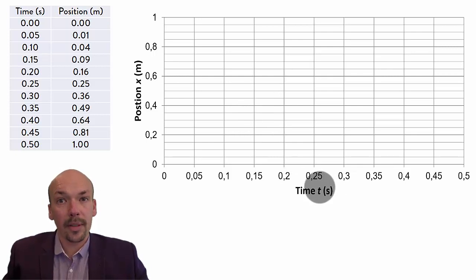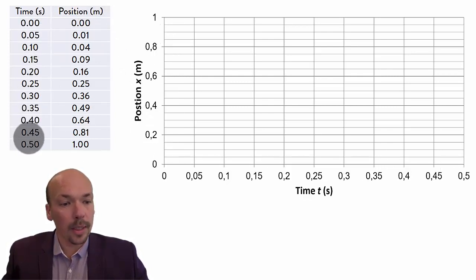Here we always have the time. So horizontal we always have the time, and in this case it's in seconds, just like in the table. And here vertically we have the position, which is in meters, just like here in the table. And we have made this from 0 to 0.5, as you can see here. And this one goes from 0 to 1, as you can see here. And now we can put all these points into the graph.